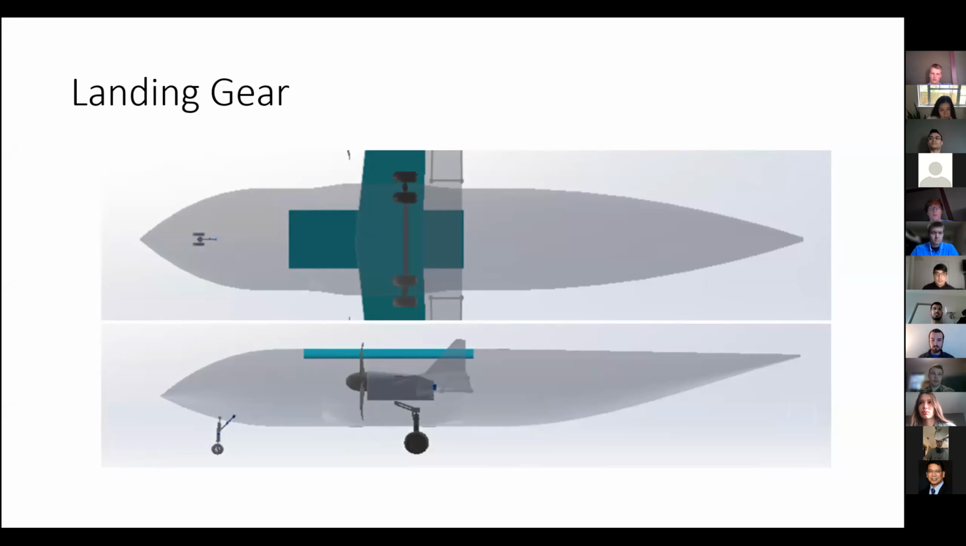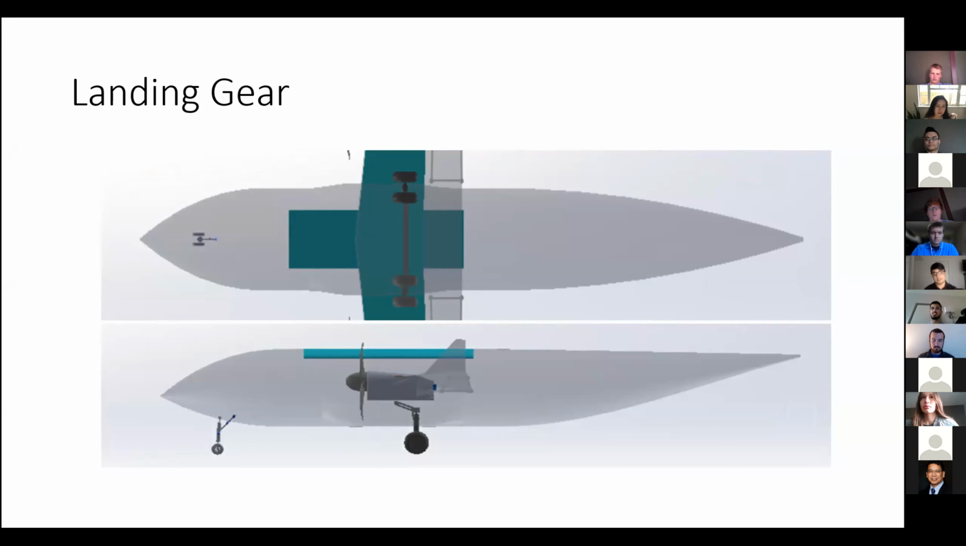Okay, so for landing gear, I start off with a picture of the top view of the landing gear and nose gear, and then a picture of the side view of the nose gear and landing gear. And then you can see that a tricycle landing gear configuration was chosen, and this was because of its stability and mechanical simplicity. Additionally, a tricycle landing gear configuration allows the aircraft to fly at larger angles of attack during takeoff and landing.